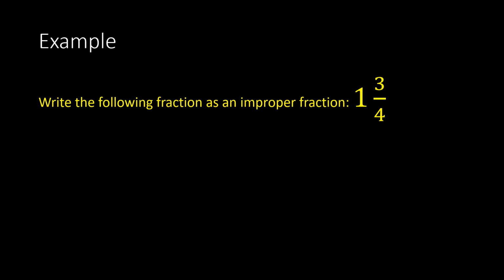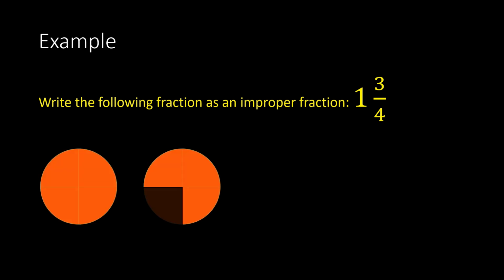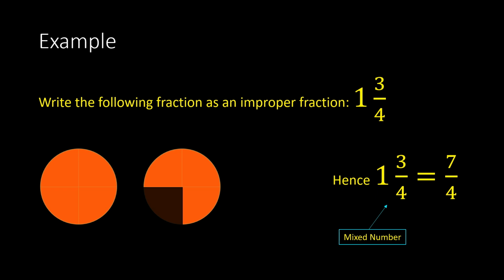We can illustrate 1¾ as shown. We have 1 whole and 3 parts out of 4. As you can see, this can also be represented as 7 parts out of 4. And therefore, 1¾ is equal to 7 out of 4. Where clearly 1¾ is a mixed number and 7 out of 4 is an improper fraction.